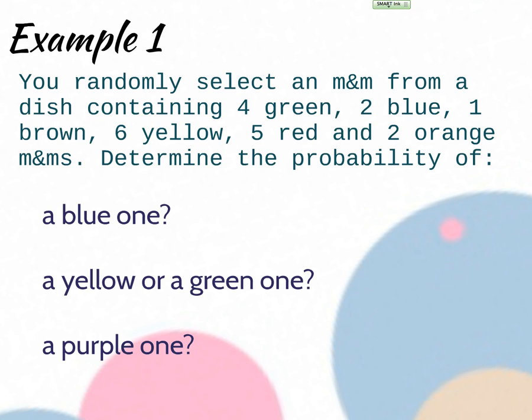All right. So you randomly select an M&M from a dish containing 4 green, 2 blue, 1 brown, 6 yellow, 5 red, and 2 orange M&Ms. Determine the probability of, we've got a few different questions here, and I'm going to squeeze in a question about complements as well.